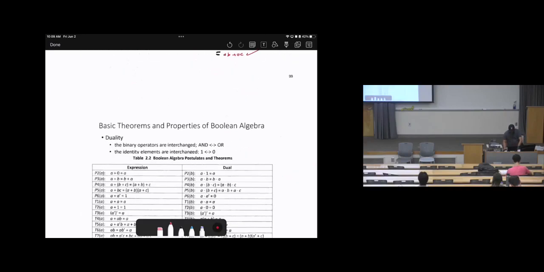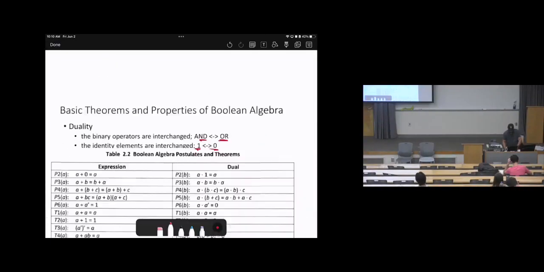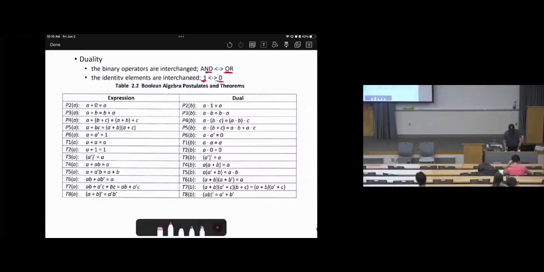So basically the duality: the AND will be dualed by OR, the 1 will be dualed by 0. This table will be provided to you in the quizzes or in the exams or whenever you need to use Boolean algebra. So you need to know how to use this table, or just understand this table. Then we will learn how to use this.